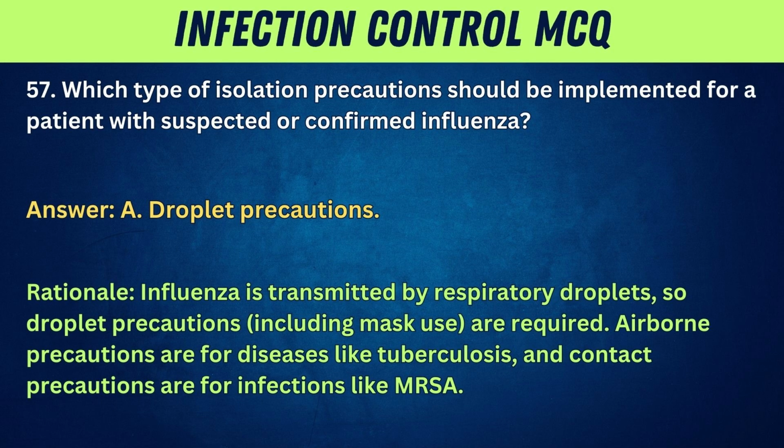Answer: A. Droplet precautions. Rationale: influenza is transmitted by respiratory droplets, so droplet precautions, including mask use, are required. Airborne precautions are for diseases like tuberculosis, and contact precautions are for infections like MRSA.